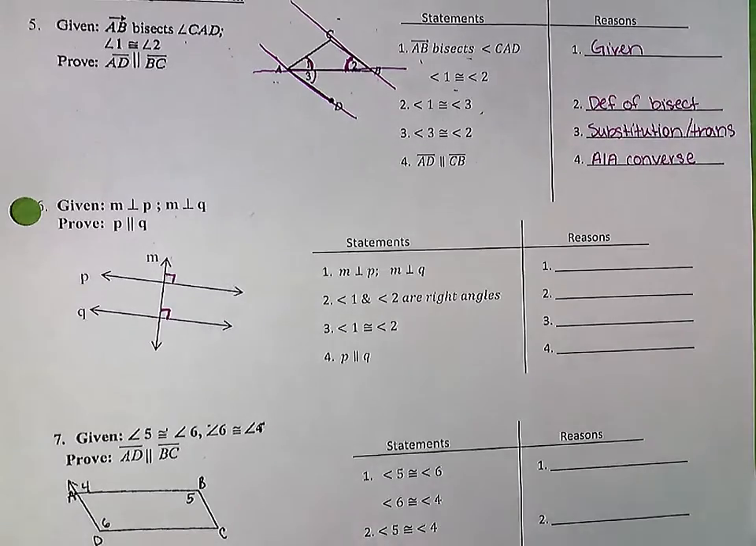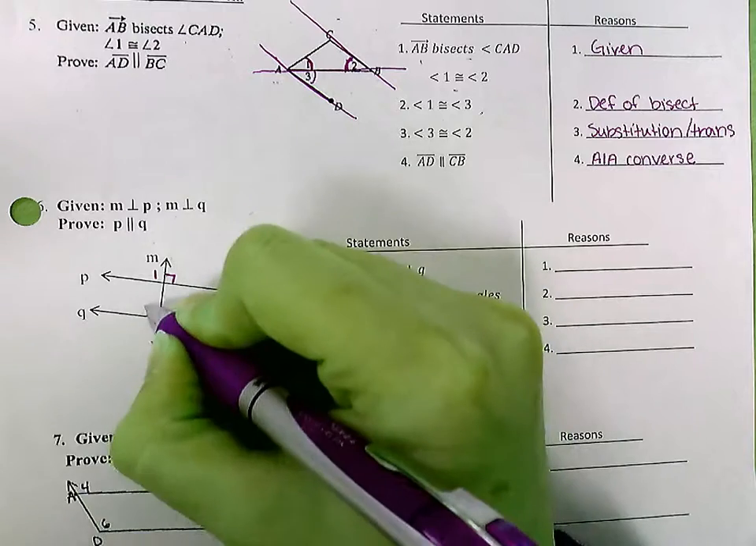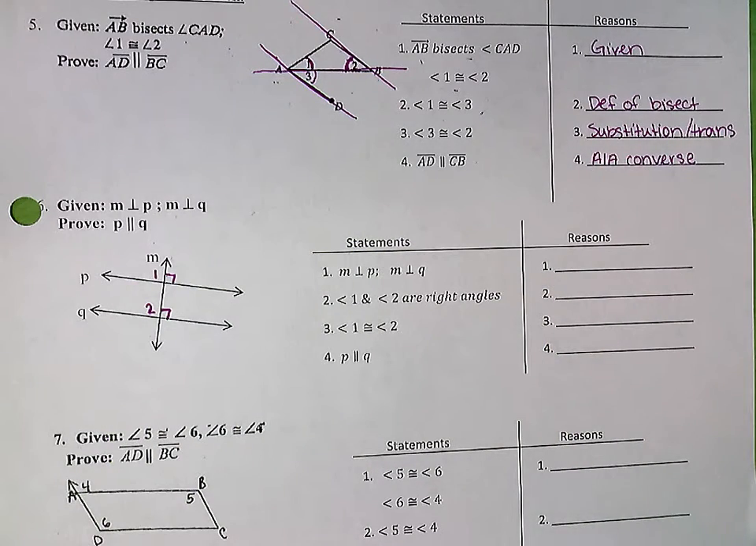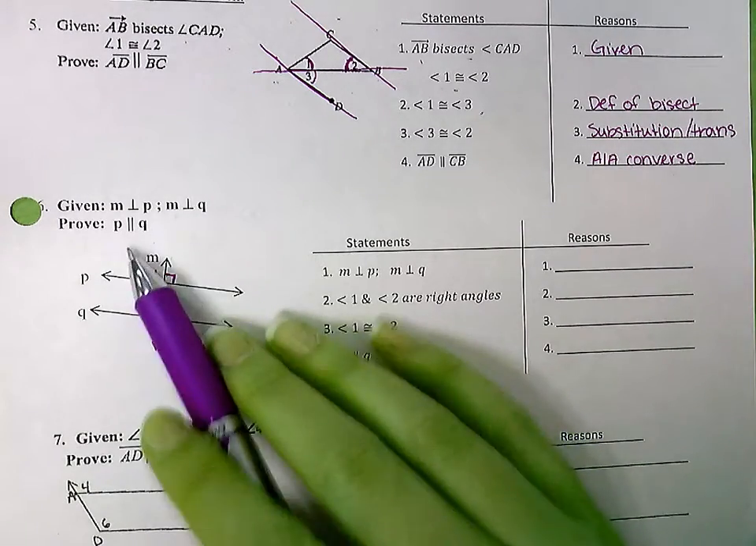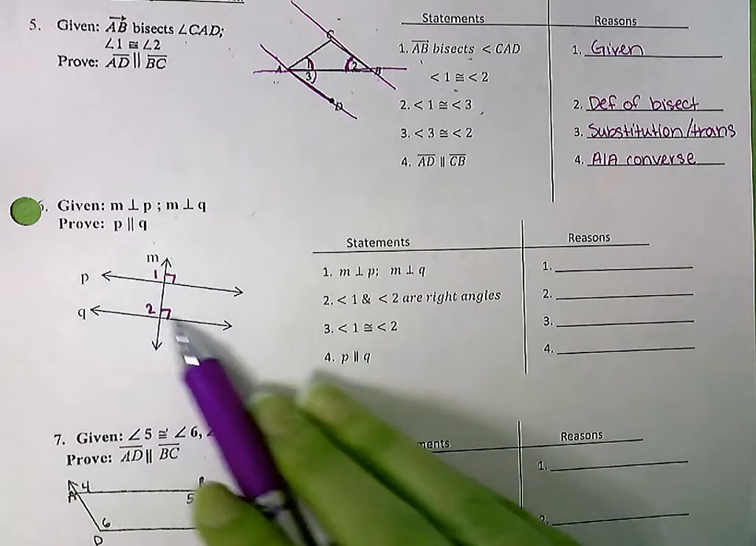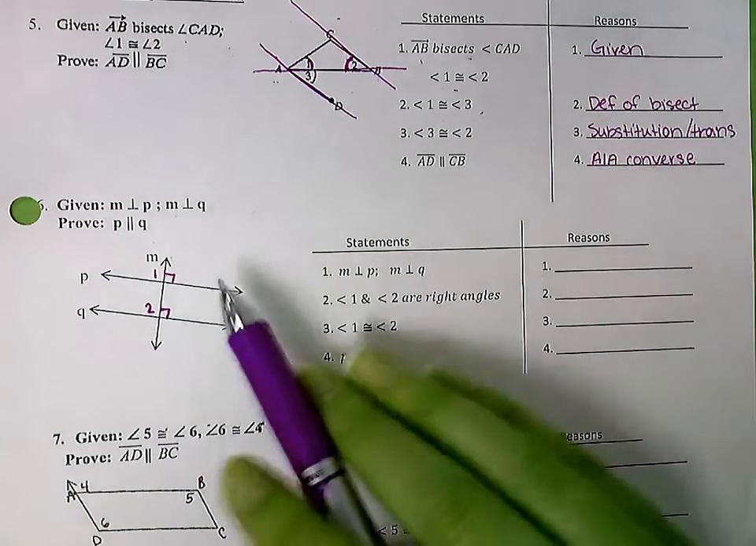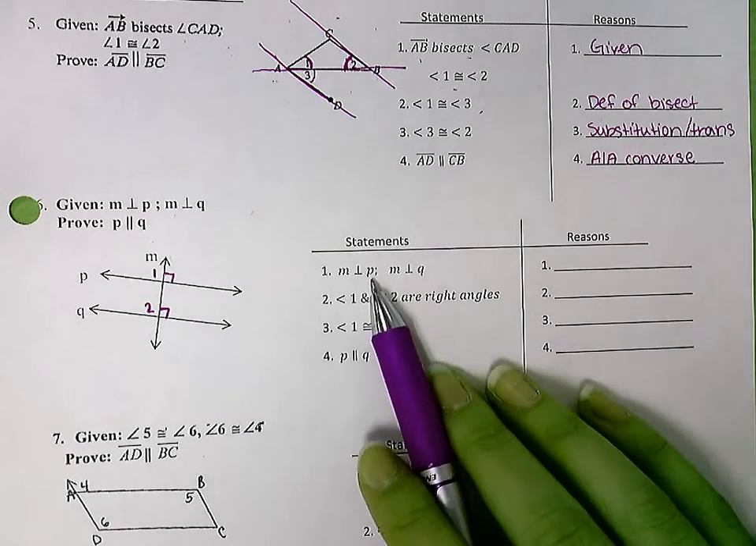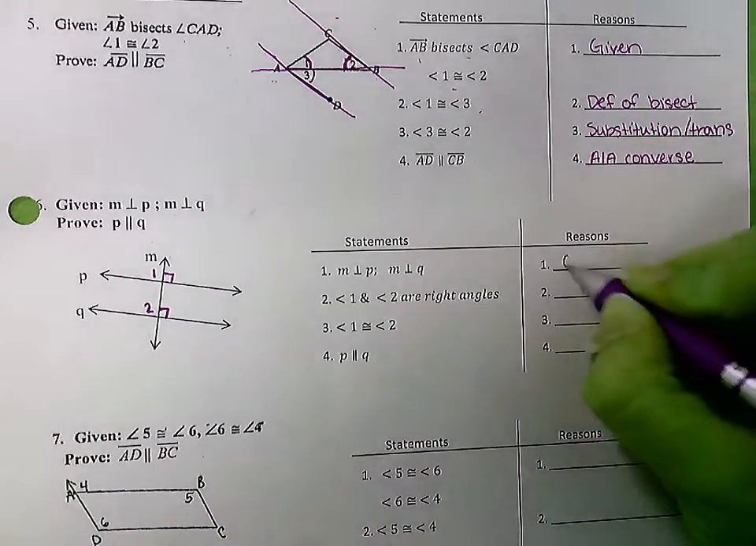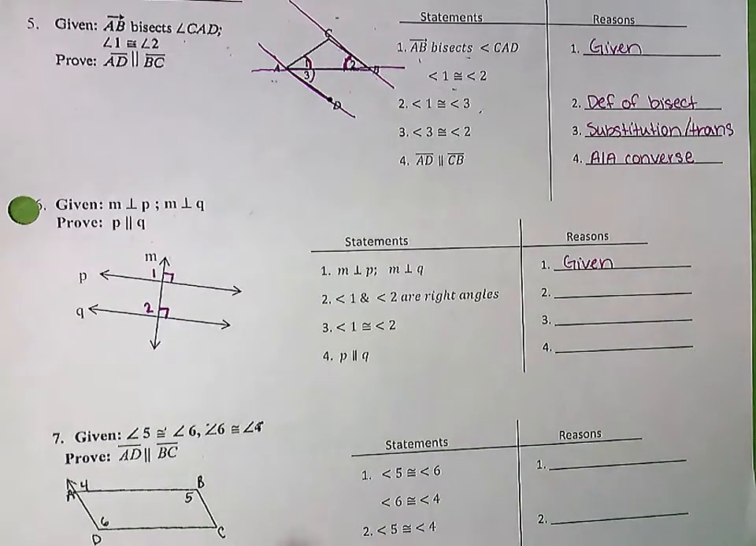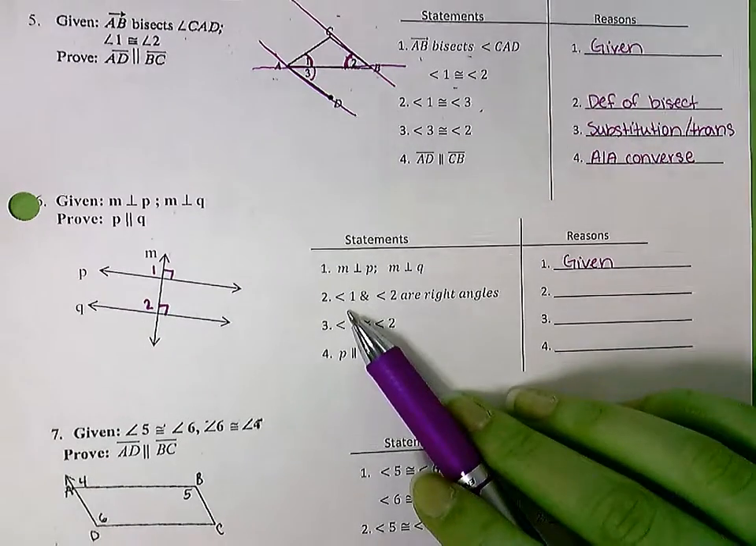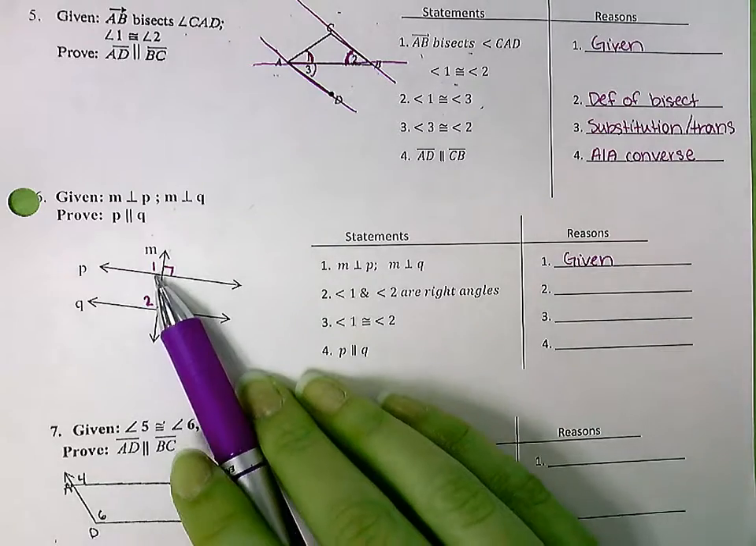Before I get started, I'm going to label this angle here as 1 and this angle here as 2, just because. So I'm trying to prove that line P is parallel to line Q. We want those two lines to be parallel. Again, we need to start off with our given information.